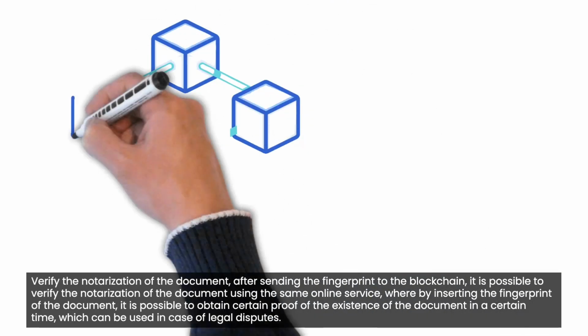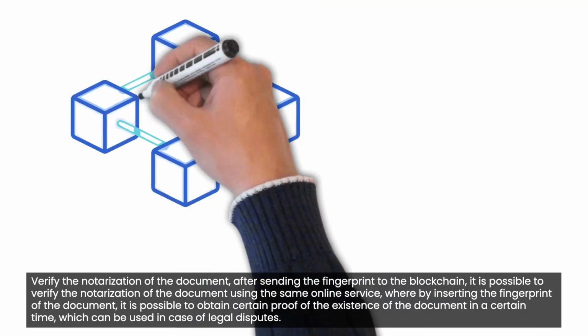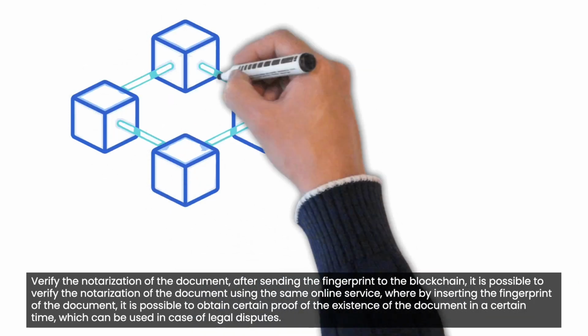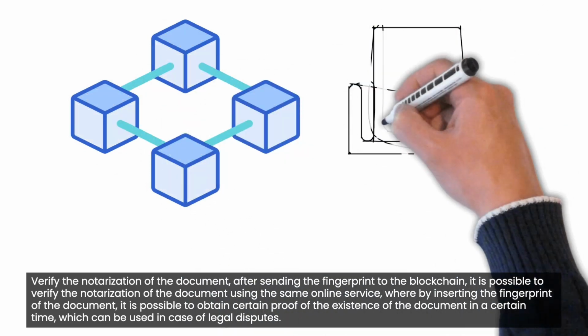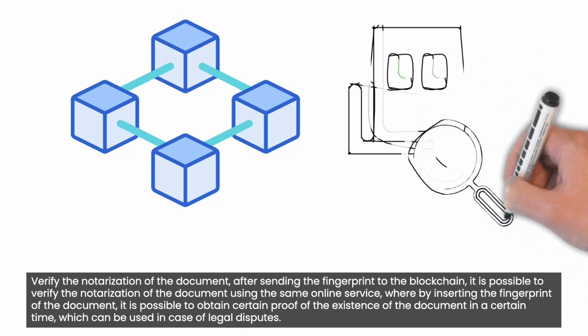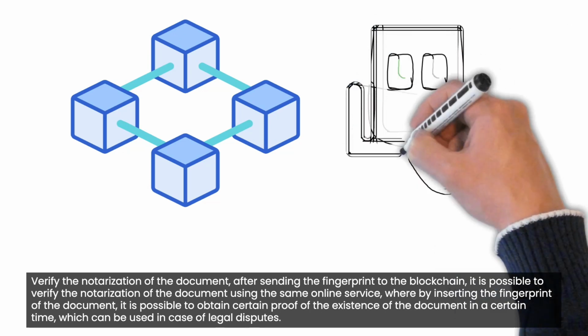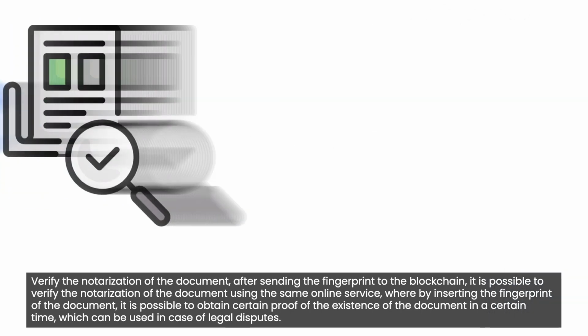Verify the notarization of the document. After sending the digital fingerprint to the blockchain, it is possible to verify the notarization of the document using the same online service. By entering the digital fingerprint of the document, it is possible to obtain certain proof of the existence of the document at a specific moment, which can be used in case of legal disputes.